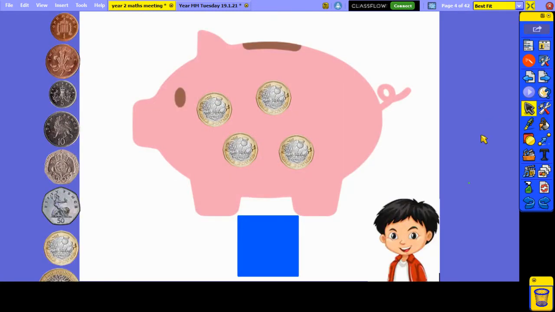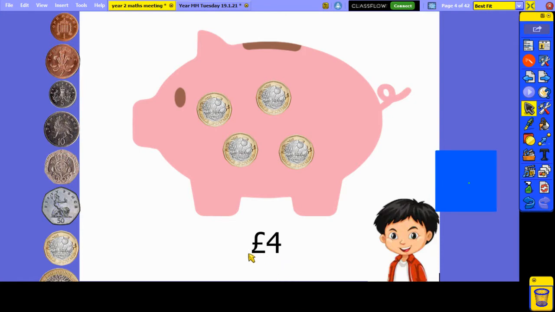Let's see how much money Benny's got today. Here's his piggy bank. 4 coins in his piggy bank, all the same. What is the value of one of these coins? It's £1, you're right, 100 pence. How much money does Benny have altogether? Pause the video to have a think. We've got £1, £2, £3, £4. Remember, when we write down our pounds, the pound sign comes first. And we don't need to write anything with a P after it.